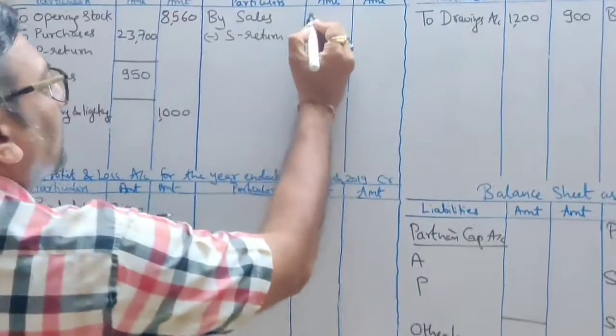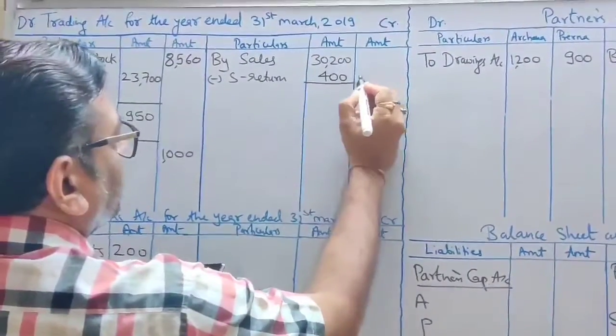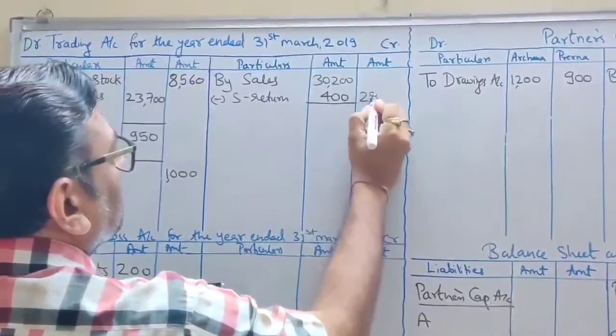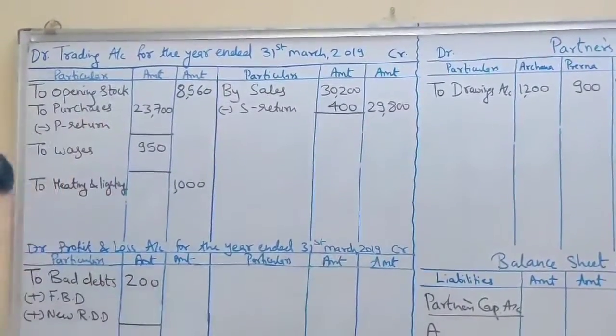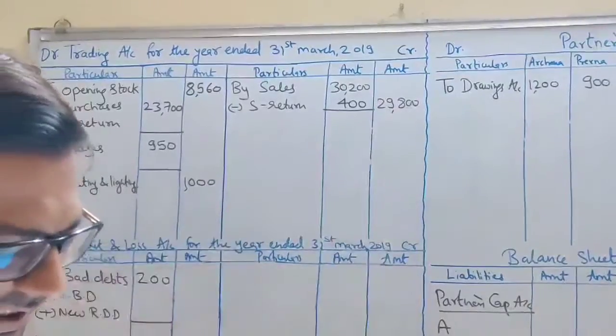Sales 30,200. You can minus this amount now. 29,800. Write the actual sales in the outer column. This amount is actual sales.